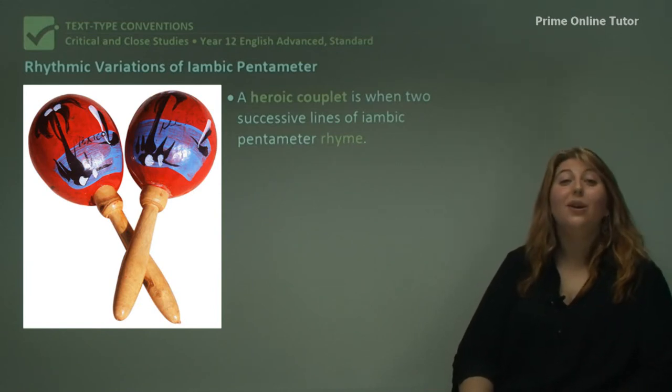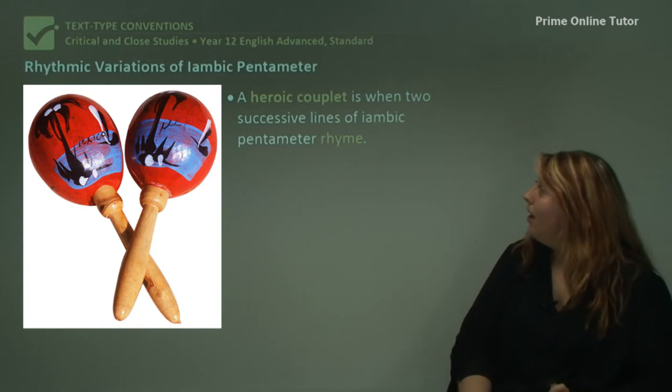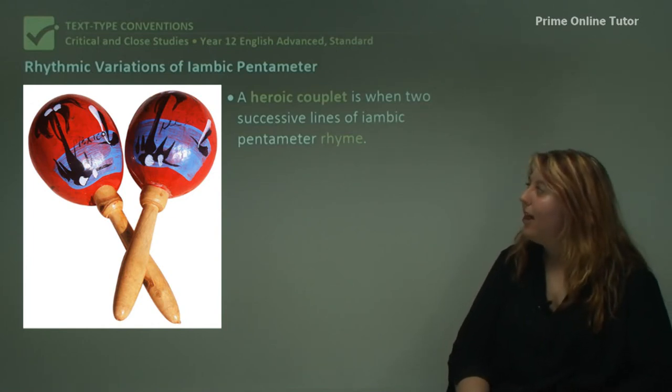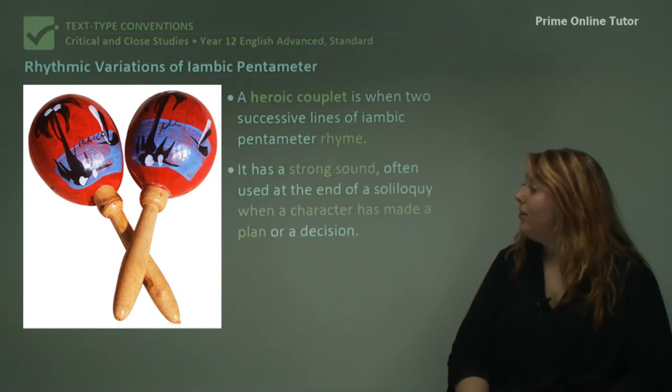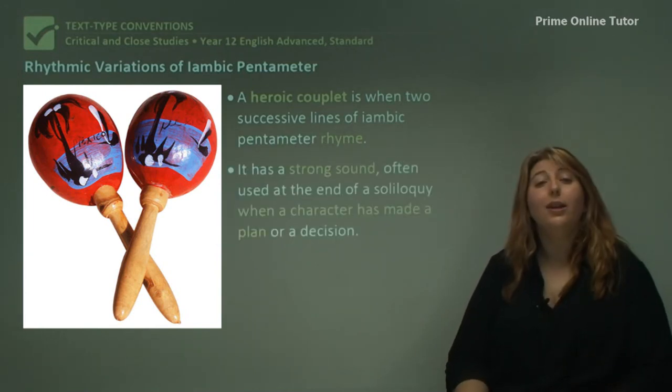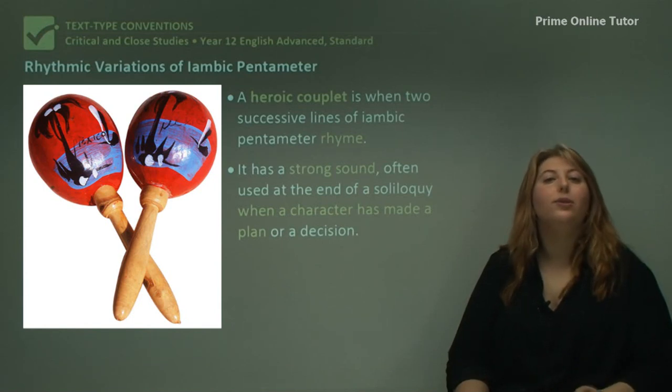Another important one is the heroic couplet, and this is used pretty much uniformly through all of Shakespeare. A heroic couplet is when two successive lines of Iambic Pentameter rhyme. So it's going to have a very strong sound and is usually used at the end of a soliloquy when the character's really pleased with themselves, so it might be when they've made a decision, or they're feeling very brave, or they know what they're going to do next.